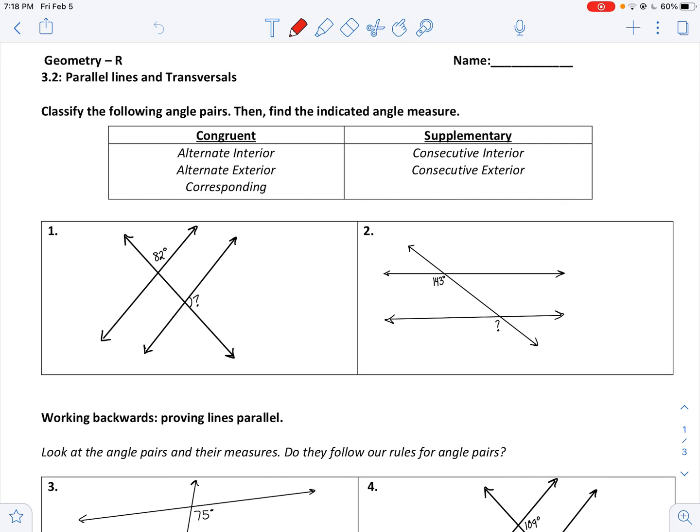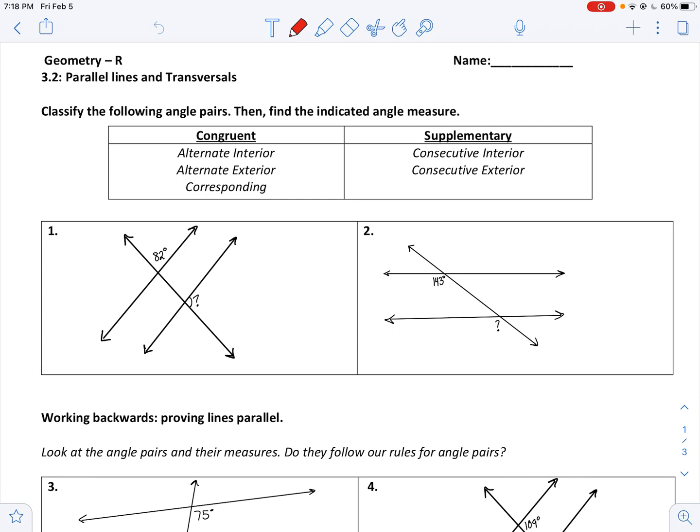Now let's just warm up by identifying and classifying some angle pairs. Look at 1 and 2 and see if you can classify those. So pause the video, classify them, and unpause to check your work.